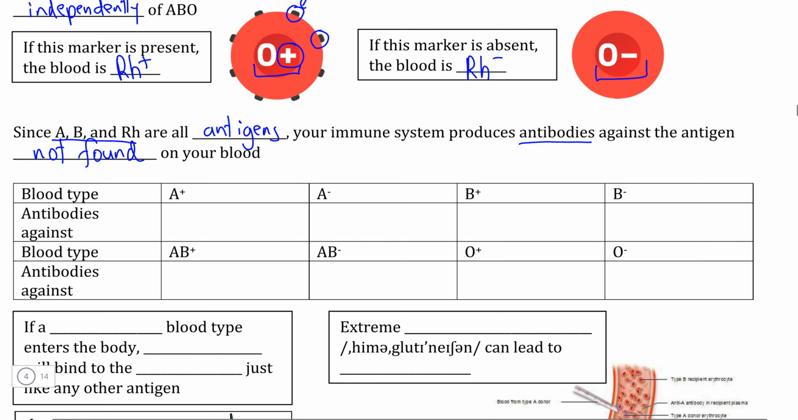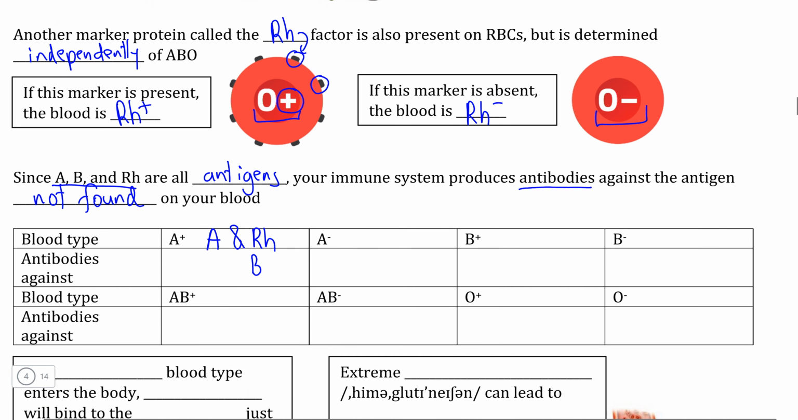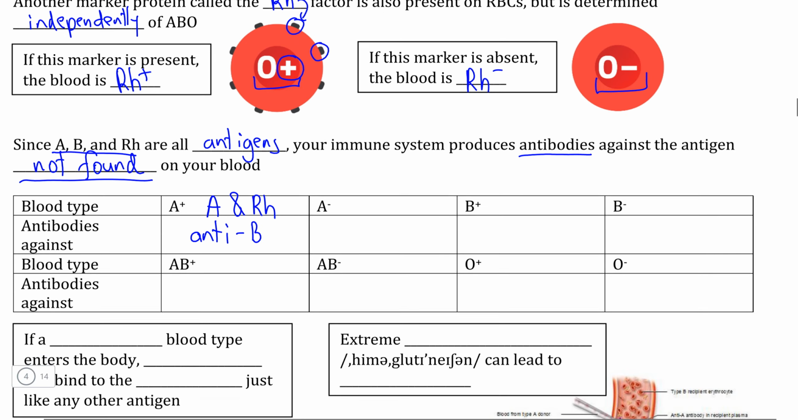For example, if your blood type is A positive, that means that your red blood cells have the A antigen and the Rh antigen, meaning that the B antigen is the only one that is not present. And since it's probably not a good idea for your B cells to make antibodies that will attack your own blood, this is why a person with blood type A positive will make antibodies that target the B antigen specifically, because this is the only antigen that is not found in your blood.